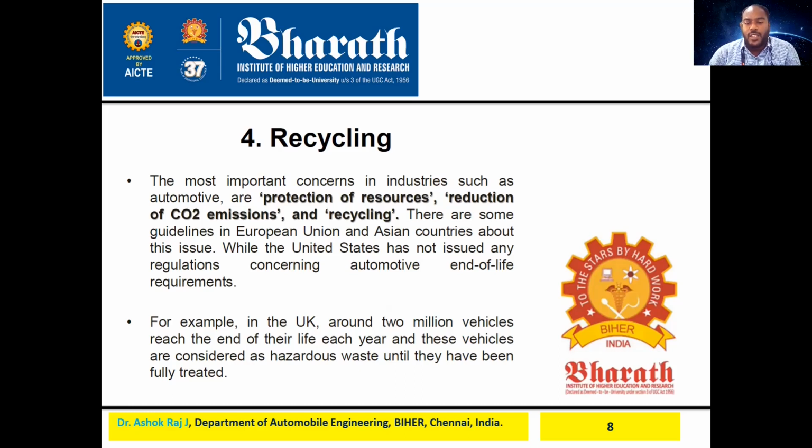While the university has not issued any regulation concerning automatic end of life requirement. For example, in the UK, around 2 million vehicles reach the end of their life each year, and those vehicles are considered as hazardous waste until they have been fully treated. If you go to the UK, you can see the old cars, everything. They will crush it and keep it for waste. Every 15 years you have to throw away your product. But in India, they will use it for 30 years, 30 years.